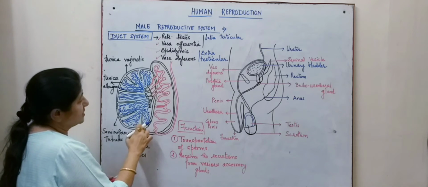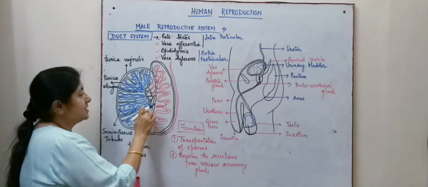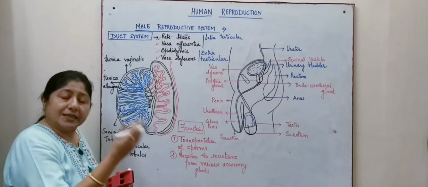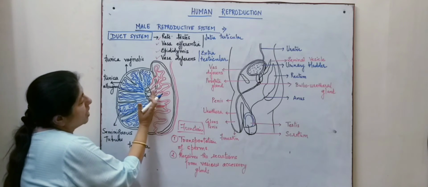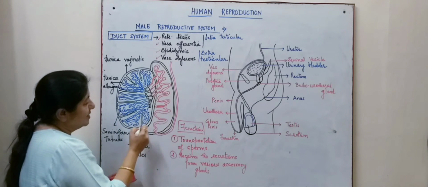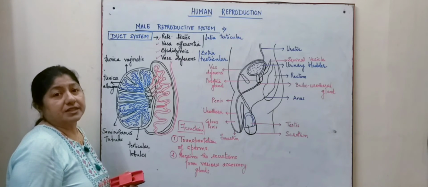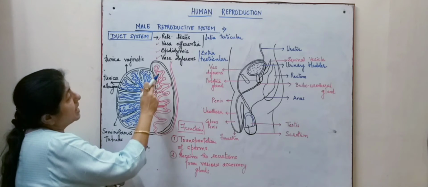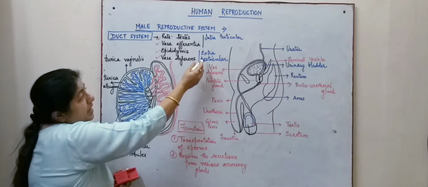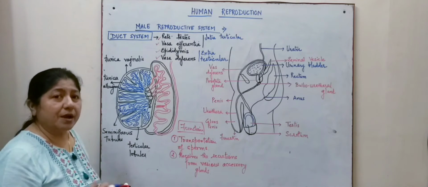This is the longitudinal section of the testis, and over here these two ducts will be present within this testicular structure, whereas epididymis and vas deferens will be extratesticular. That means they will be present outside this structure. So the ducts which are present within the testis, rete testis and vasa efferentia, are known as intratesticular ducts, whereas epididymis and vas deferens are present outside the testis, so they are known as extratesticular. Now let us study about that.